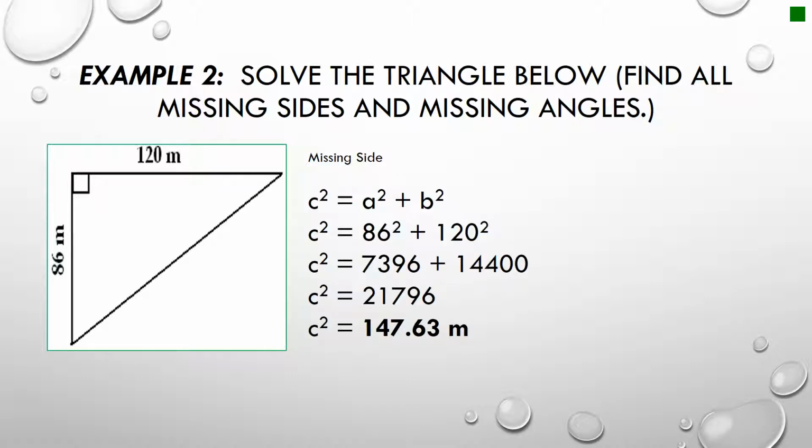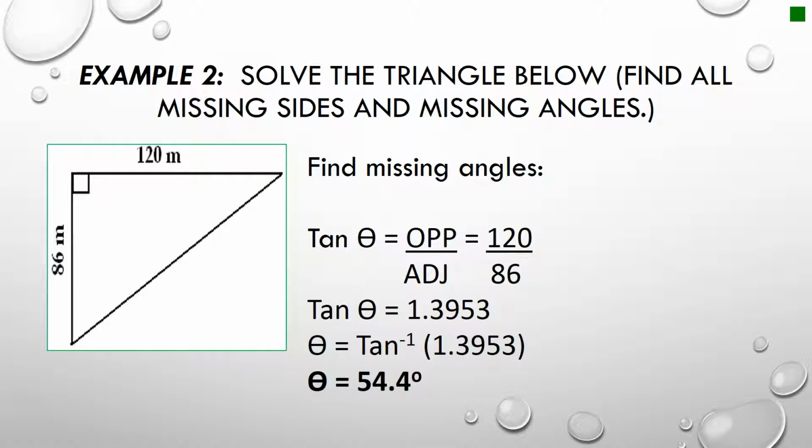Okay, so find the missing side. I used Pythagoras. I could have solved for the angle first and then done trig, but I didn't. So I was looking for my missing side C, my hypotenuse. Using Pythagoras, I get 147.6 meters for my hypotenuse. Then we're going to look at the angles next.